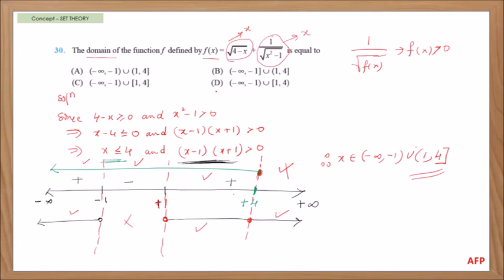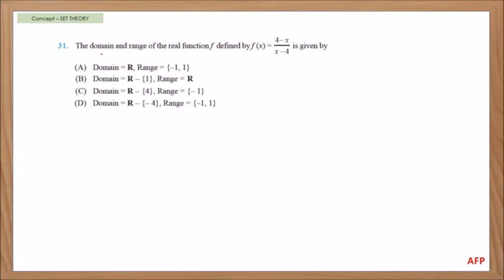So which option does it follow? It follows option B. B option is the correct one. Next question: domain and range of this function. I already told you, if the denominator is equal to 0, the function is undefined.